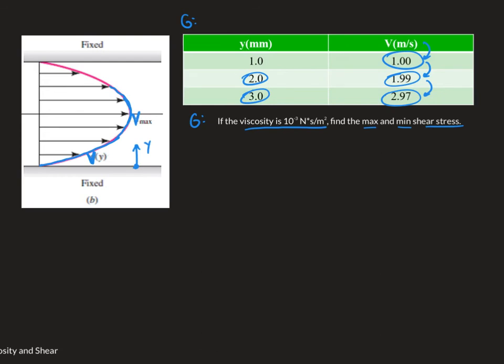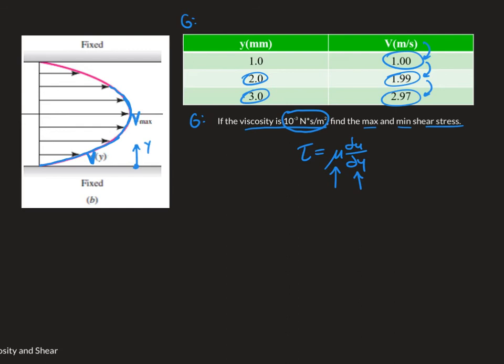So we want to find the maximum and the minimum shear stress. So we want to remember our law here, tau equals mu du dy. And we want to identify where the maximum and the minimum shear stress are. This thing depends on the viscosity of the fluid, which is defined. It's the same everywhere, so that's not going to have an effect on the maximum and the min. But this is going to change, the du dy.